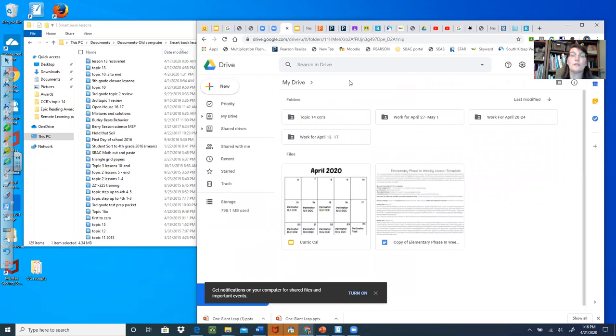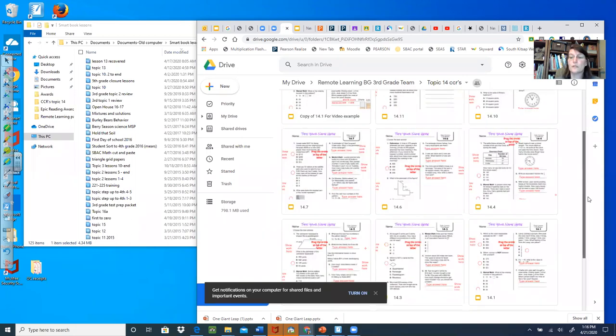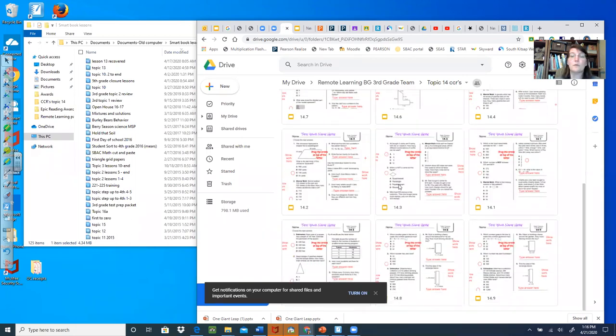So this is 14.2. 14.1, 14.11, as you can see, Mrs. Mears has been busy.